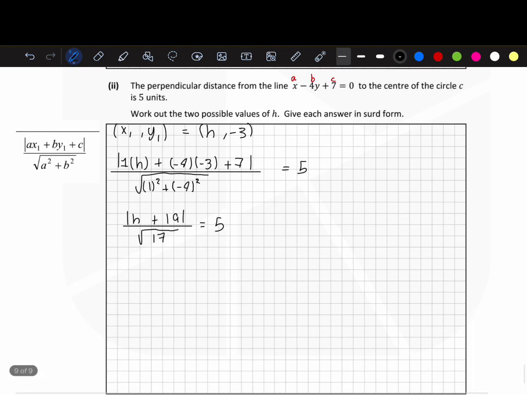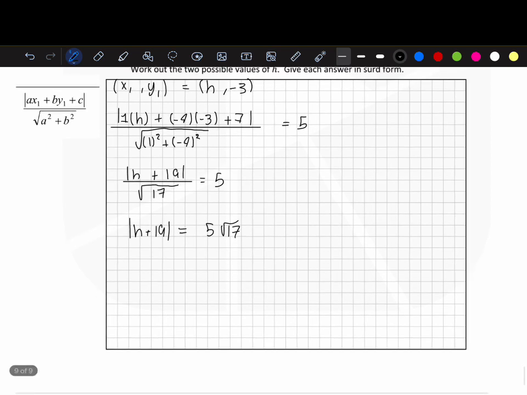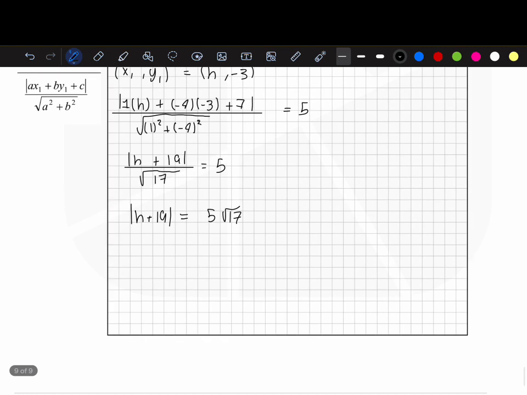Now multiply both sides by the square root of 17. So we get h plus 19 is equal to 5 root 17. And this is how we find our two values. So this can happen either plus or minus. So if we square both sides, we get (h plus 19) squared is equal to (5 root 17) squared. Otherwise, we get h squared plus 38h plus 361 is equal to 425.